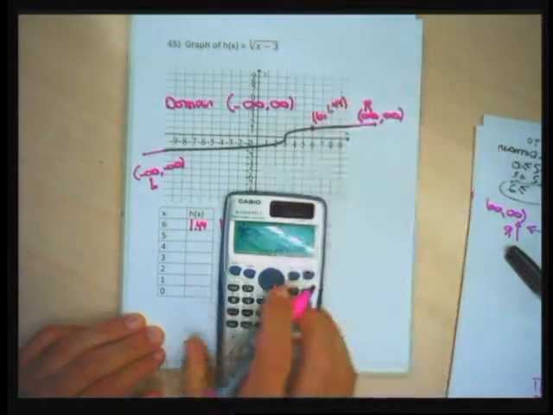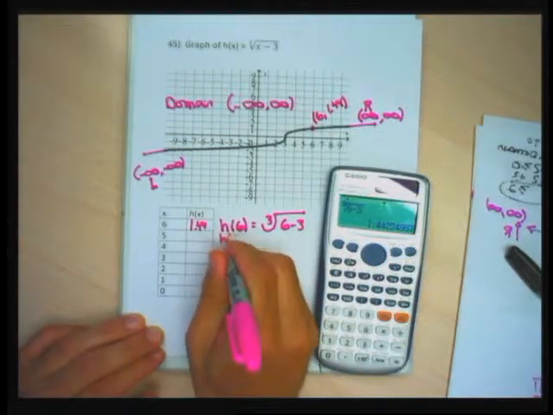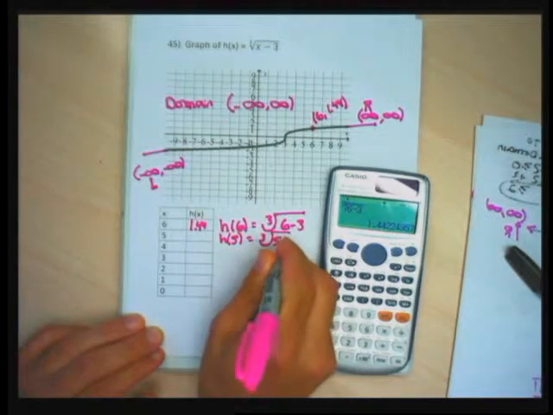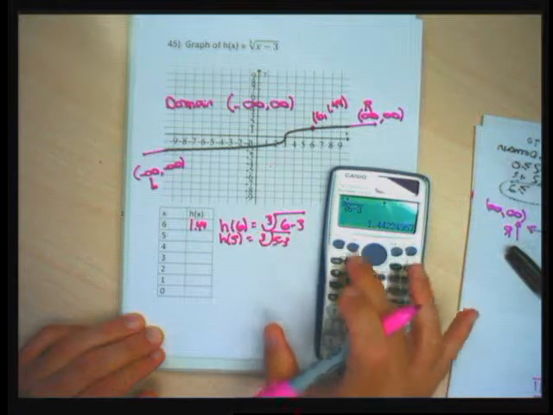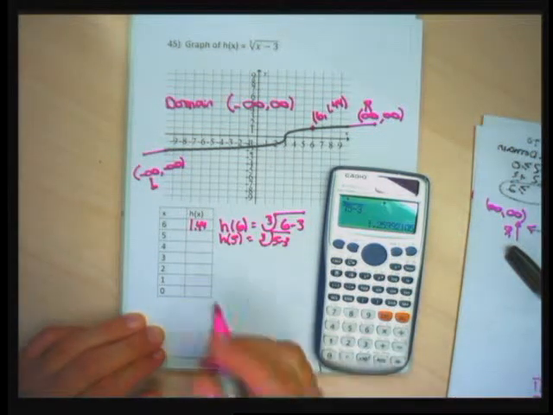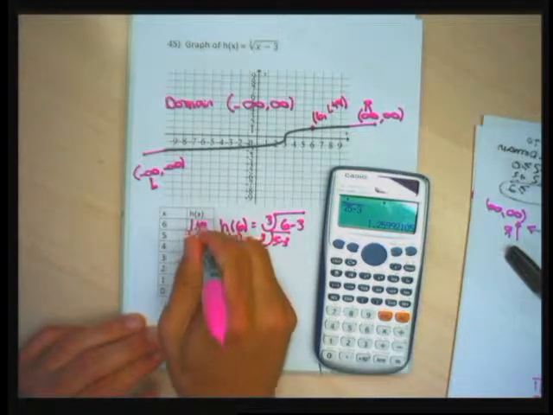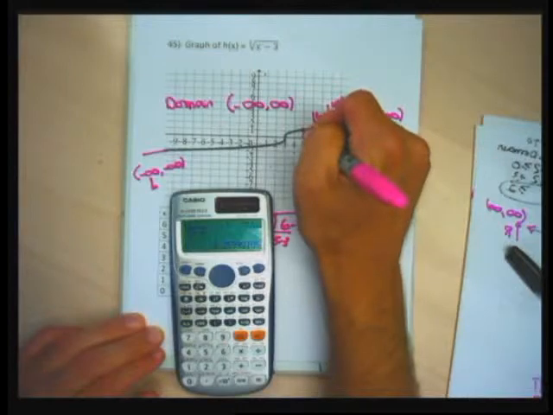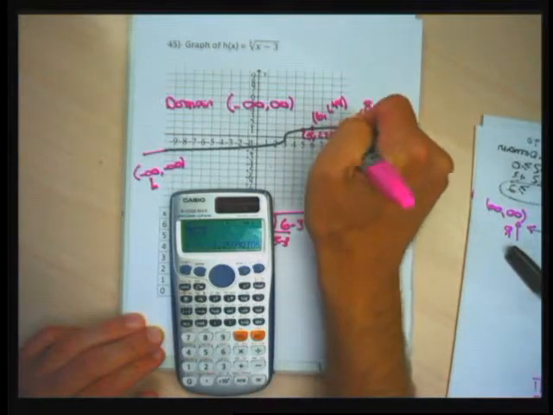For h of 5, I'm going to do the cube root of 5 minus 3. So shift cube root 5 minus 3, and I get, I'll say, 1.26. On my graph, that's this point right here. This is the point 5, 1.26.